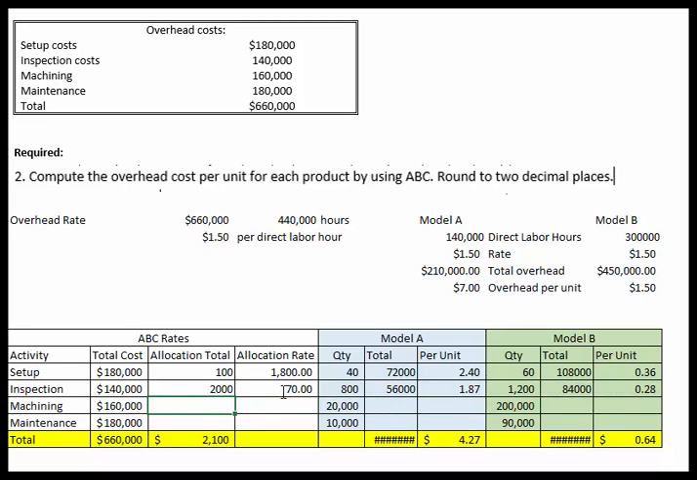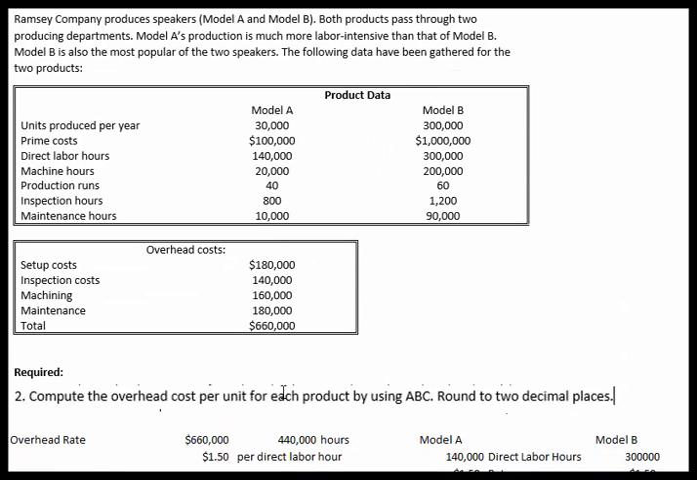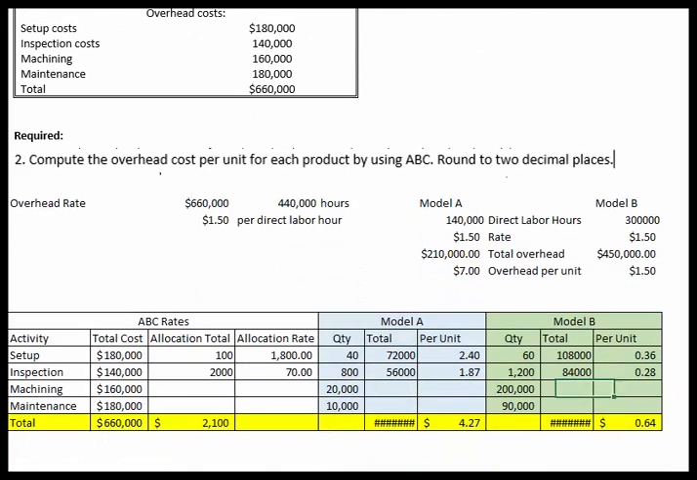This machining cost now is going to be allocated over the machine hours, 20,000 for Model A, 200,000 for Model B, and I've already got that in my little table here. I could just add these two cells together, and I would say I'm going to spread these $160,000 out over those 220,000 machining hours, so it's 73 cents per machining hour.